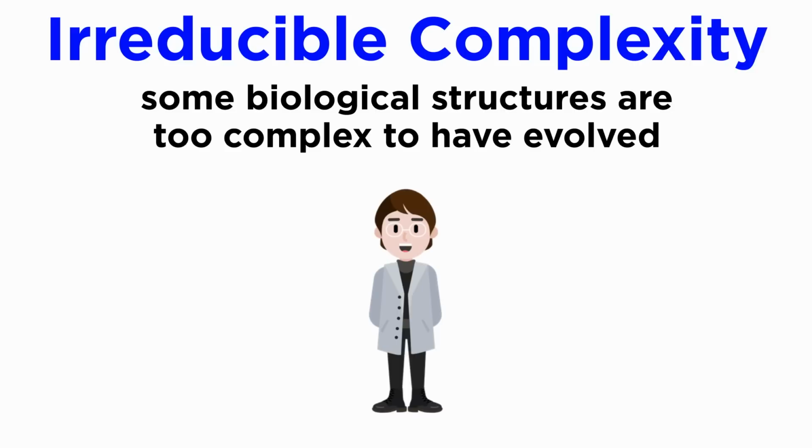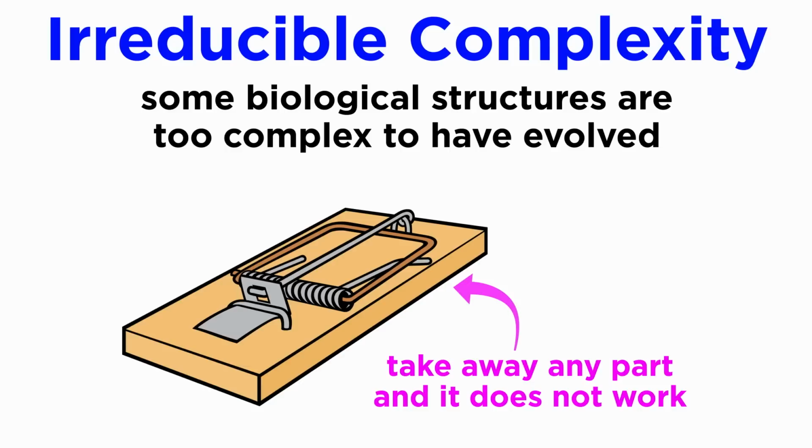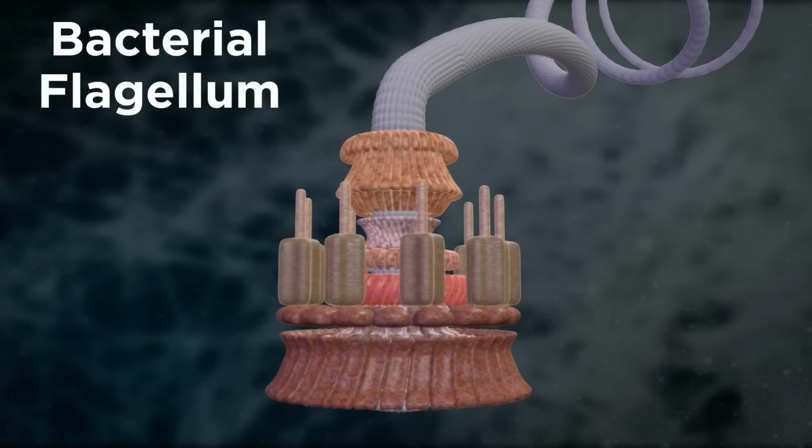A similar argument from ID proponents is that of irreducible complexity. This states that some biological structures are so complex, with so many interconnected parts, that it can't possibly have evolved, because removing just one component renders the structure unusable, and therefore none of the individual components can have been selected for, such that it could have arisen piecemeal. It's all or nothing. Their favorite example of such a structure is the bacterial flagellum.